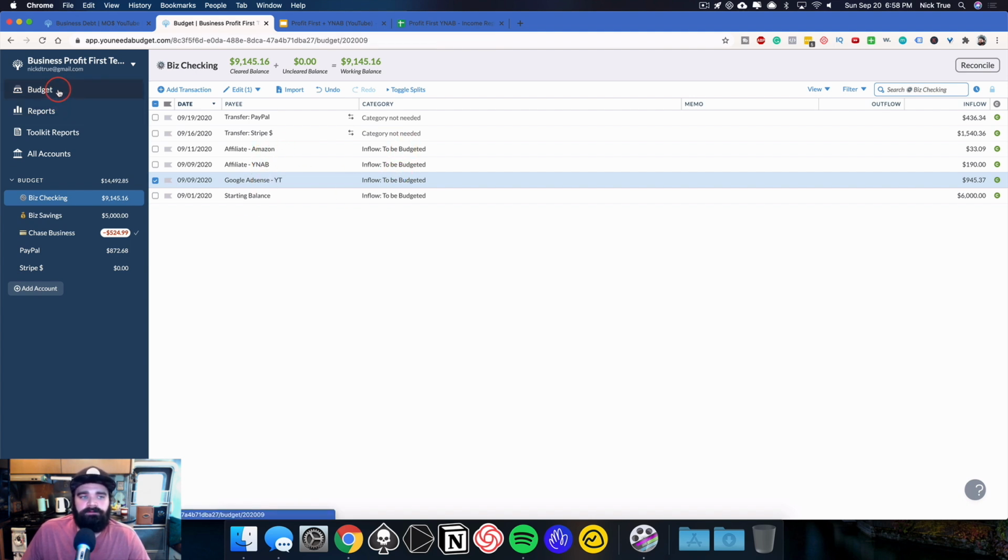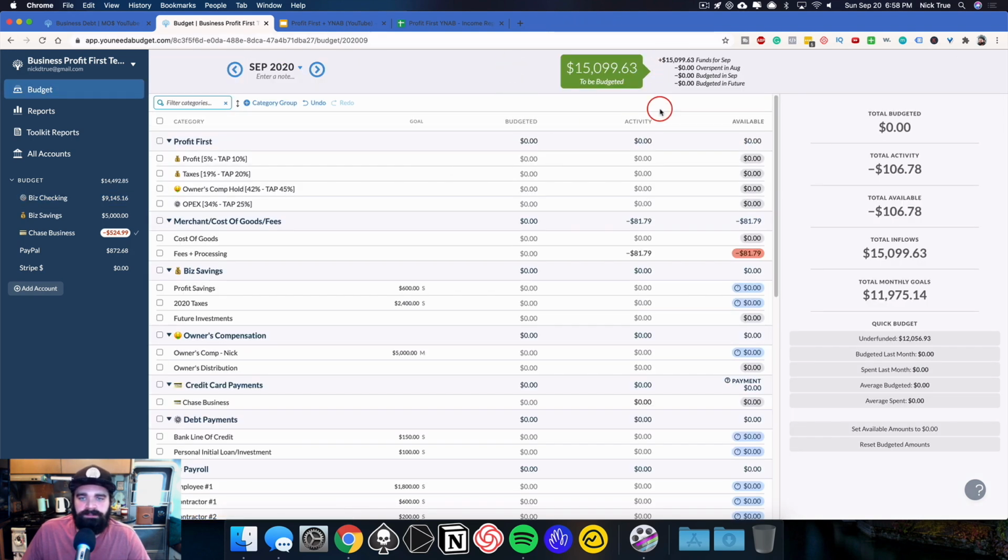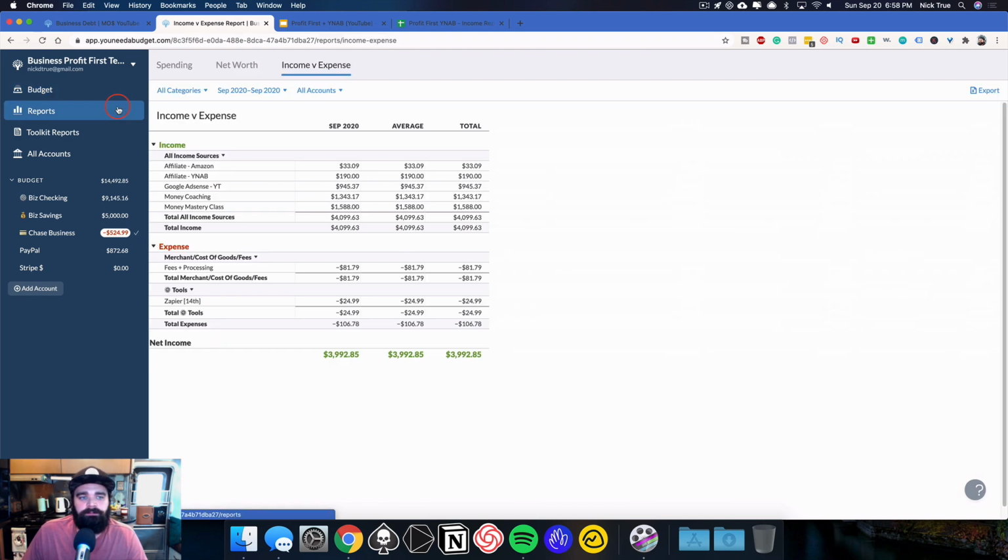So as far as Profit First is concerned, my To Be Budgeted is my income account. Now, it all goes to the business checking physically, but YNAB keeps this To Be Budgeted as my income account as far as Profit First is concerned. Now, the last thing I want to show you is the reason that we do those different payees that way: so that in my reports, they show up like this.